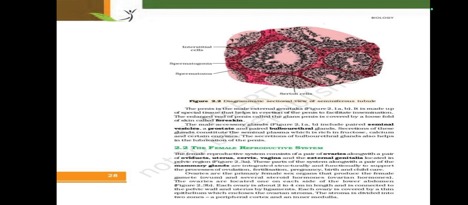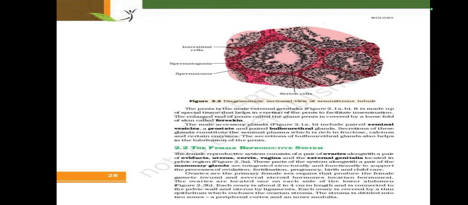The female reproductive system. The female reproductive system consists of a pair of ovaries along with a pair of oviducts, uterus, cervix, vagina, and the external genitalia located in pelvic region, figure 2.3a. These parts of the system, along with a pair of the mammary glands, are integrated structurally and functionally to support the processes of ovulation, fertilization, pregnancy, birth, and child care.